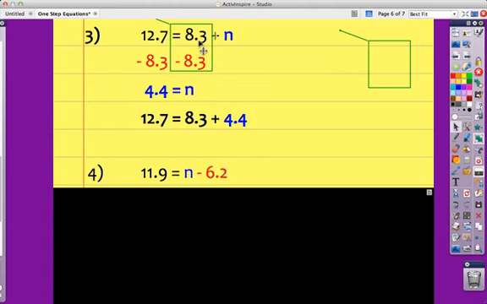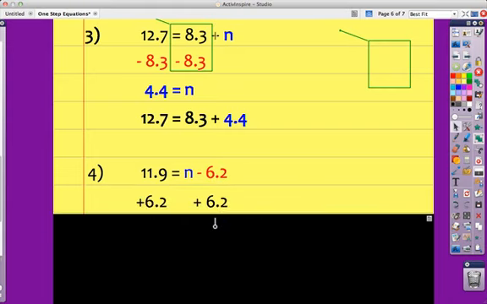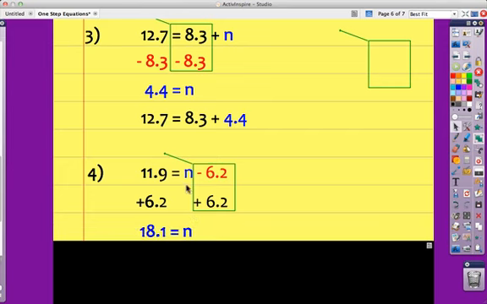Up here it was a positive, now it's a negative. Getting rid of a negative requires a positive. So there's your zero pair. Those are out. All you have left is the n. The n comes straight down, and stays on this side of the equal sign. 11.9, remember we added to both sides. 11.9 plus 6.2 equals 18 and 1/10. So that's what n equals.